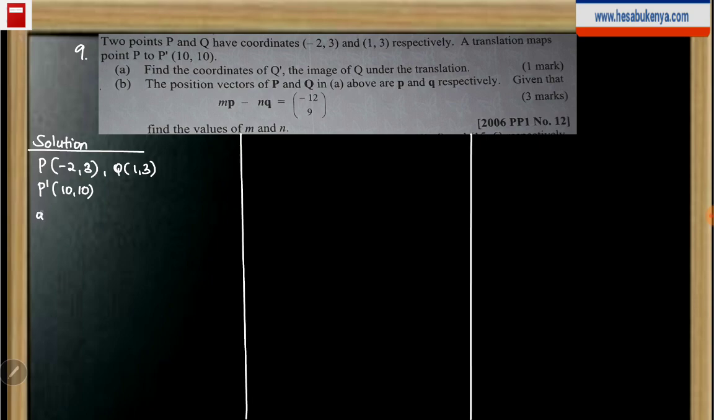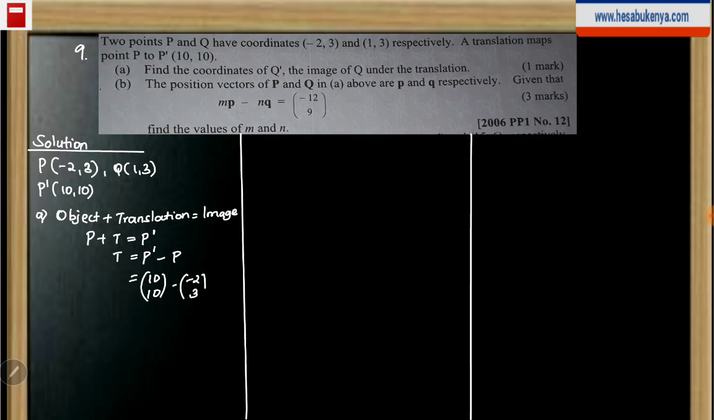So to answer part A, we need to remember that object plus translation gives us the image. So our object P plus the translation vector T should be equal to the image P prime. So to get the translation vector, we take P prime minus P. Now our P prime is 10, 10. So we subtract P, which is -2, 3.